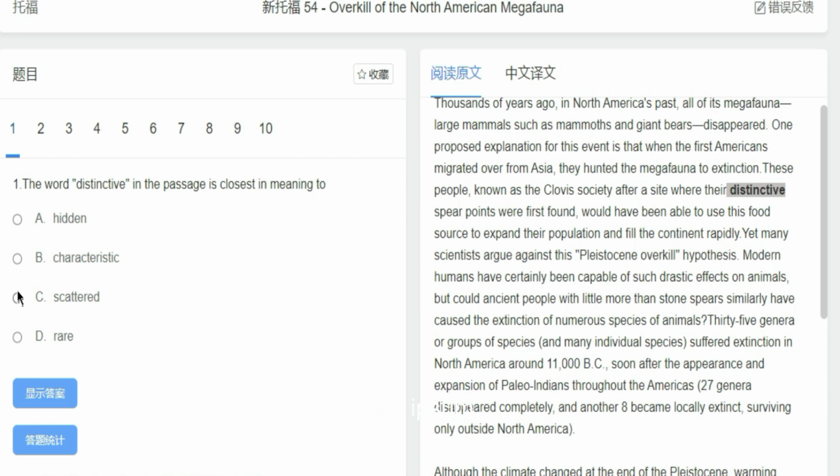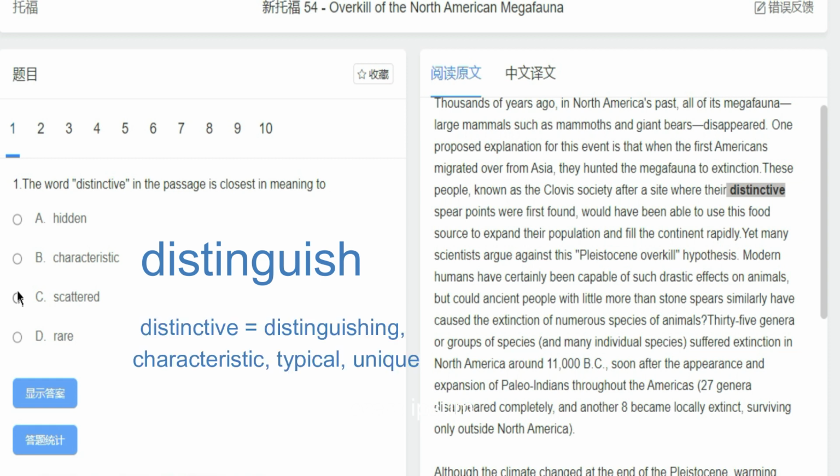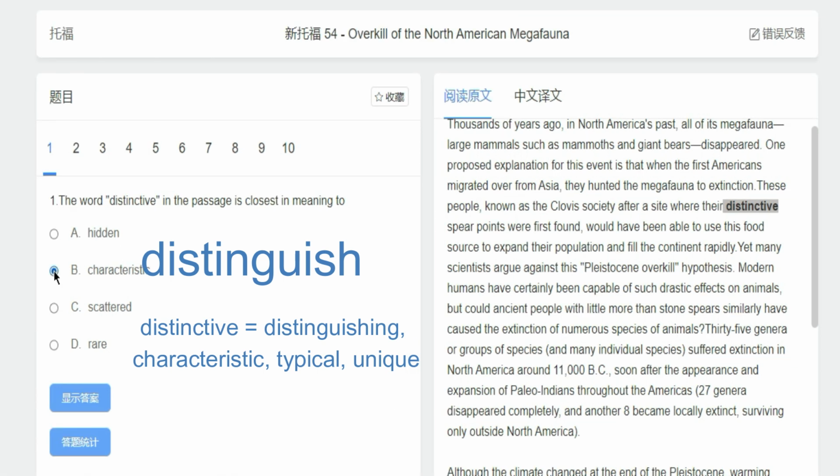The meaning of distinctive. If you don't know the meaning, then think of a word that you know. Distinguish, right? It looks quite similar. What is distinguish? Distinguish means you can recognize the difference. How can we recognize the difference? Because it has its own characteristics, right? So from here you can infer that distinctive should mean something distinguishing, characteristic, typical, unique.